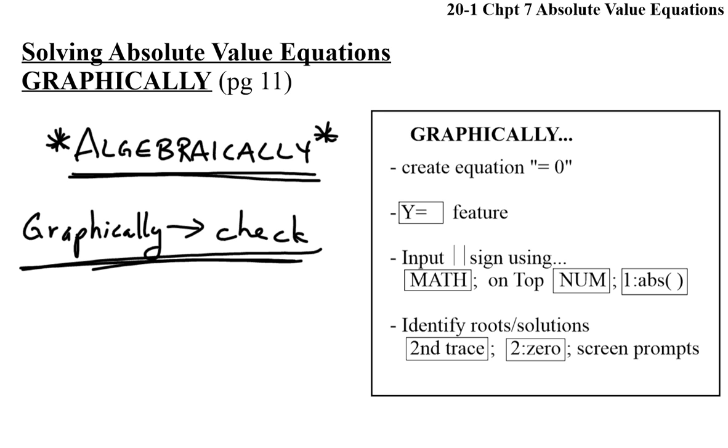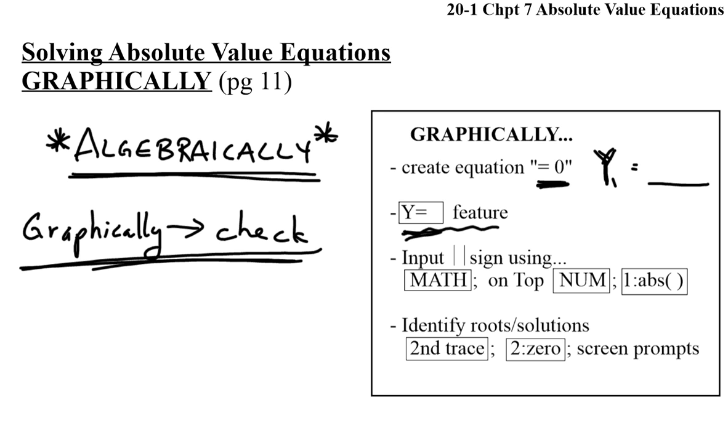And what's nice graphically, it's really no different than what we've done before. Very quickly to review the steps, what do we want to do? Graphically, we have to create the equation, move everything to one side so it's y equals. Because remember, we're going to put it into the y equals, and I need everything on one side so that it's an equation with equals 0. We then punch it into the y equals feature.